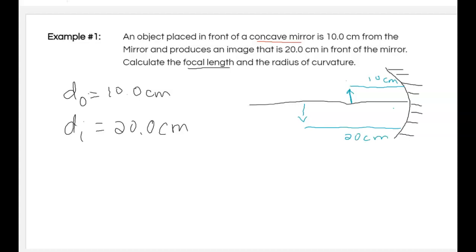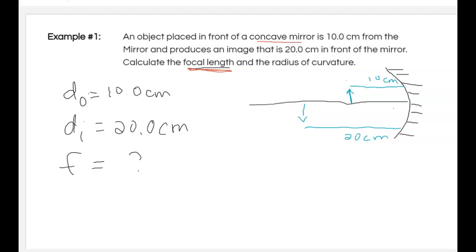Now, usually the last sentence in a word problem gives you clues about what you're looking for. It says, calculate the focal length. So that means my unknown in this case is little f. I've done all my setup. This is the setup that I have for my problem, and I am ready to solve it.